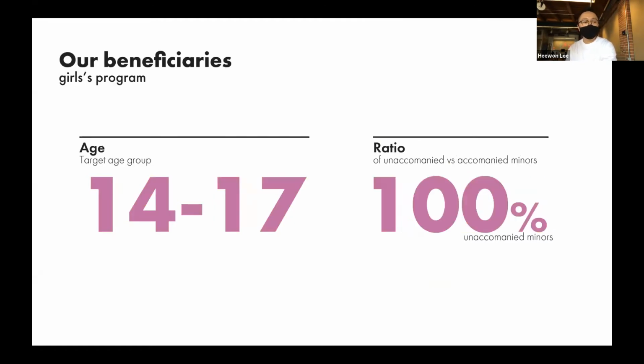Our second group is the girls program, which we started very recently. This group is also between the ages of 14 and 17, and 100% of these girls are unaccompanied minors. It's really hard to find unaccompanied girls who travel by themselves, but we managed to find some organizations where we are now starting our online program with them. We'll talk about that in a bit.